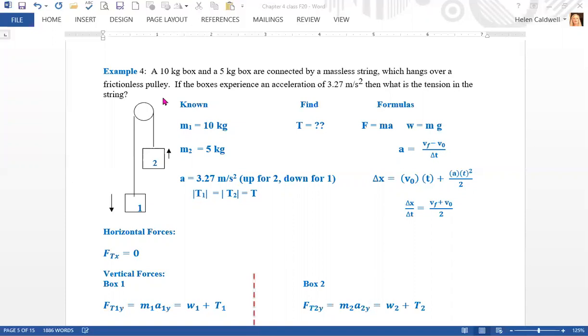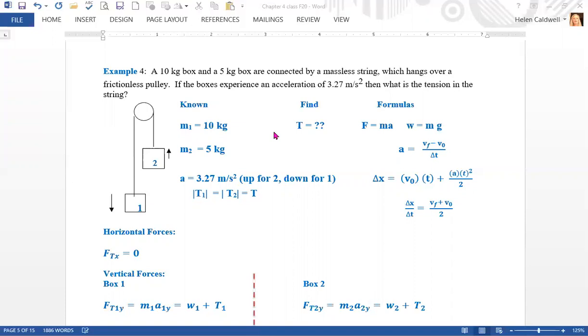The boxes have an acceleration of 3.27 meters per second squared. They both accelerate at the same rate because they're connected with a string. If they accelerated at different rates, what would happen would be that the rope would develop slack places in it. And so they have the same acceleration. The question is, what's the tension in the string? So tension, you may remember, is the name for the force in a rope or a string.